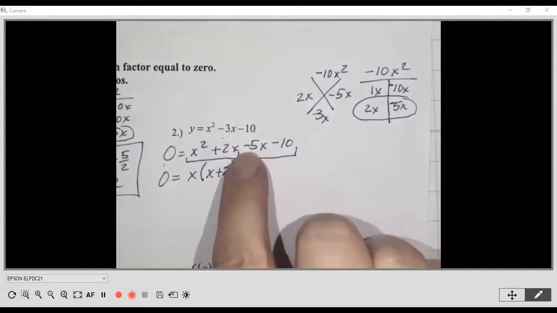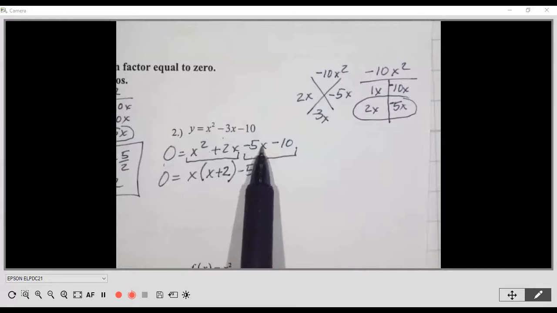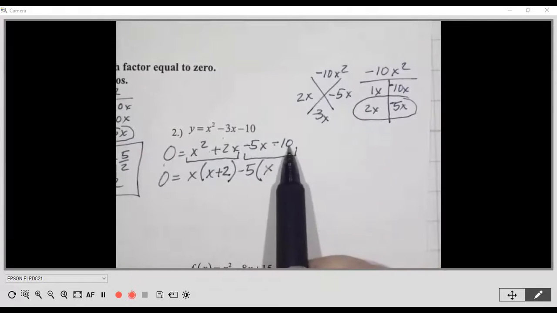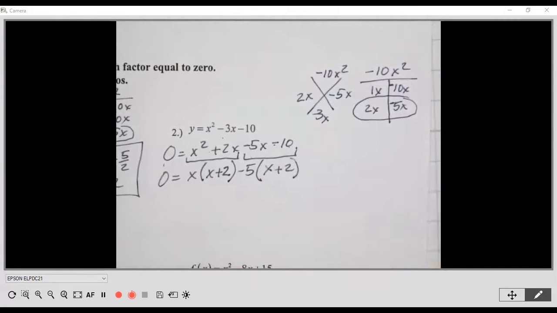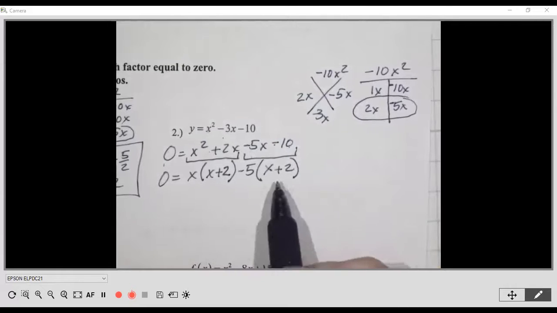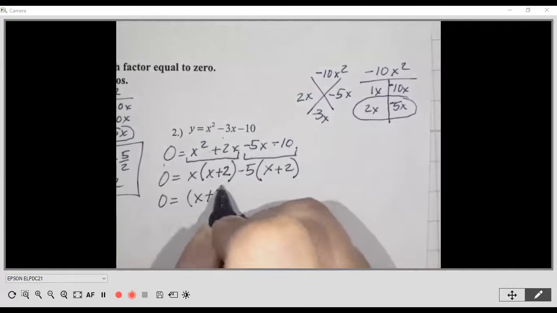And then over here, we'll factor out the negative 5. Okay, negative 5x divided by negative 5 is positive x. Negative 10 divided by negative 5 is positive 2. Okay, so the GCF of these two terms is x plus 2. So if I factor again, I will get 0 equals the quantity x plus 2.